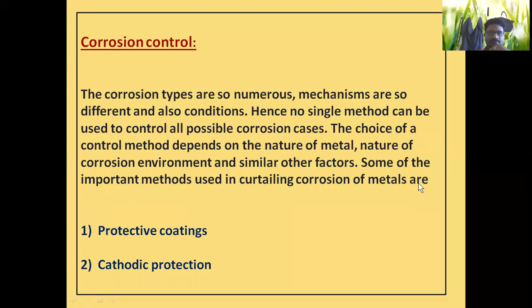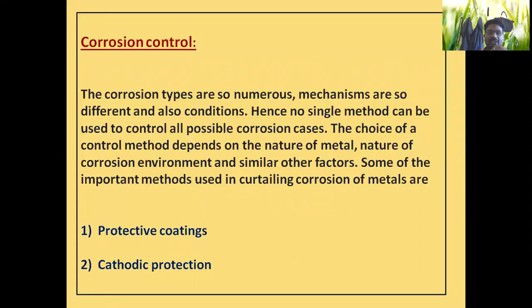Hi, all of you. So far, we have discussed the types of corrosion. So now let us discuss corrosion control. The corrosion types are so numerous, and the mechanisms and conditions are also so different. Hence, no single method can be used to control all possible corrosion cases. The choice of a control method depends on the nature of the metal, the nature of the corrosion environment, and other similar factors.